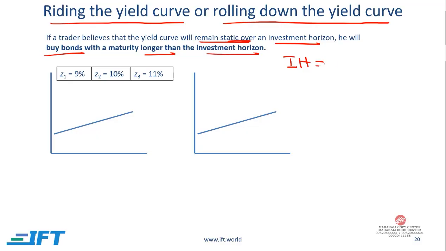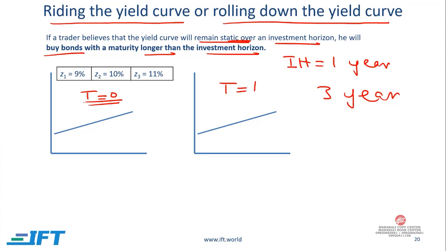So let's say that the investment horizon is 1 year and the investor believes that the yield curve will remain static. So this is the yield curve at time t equal to 0. The investor believes that 1 year later, the yield curve will look the same. So the level will stay the same, the shape will stay the same. If the investor believes this, then he will follow this strategy called riding the yield curve. So the investor will buy a bond with a maturity longer than 1 year. Let's say the investor buys a 3-year bond at time t equal to 0.